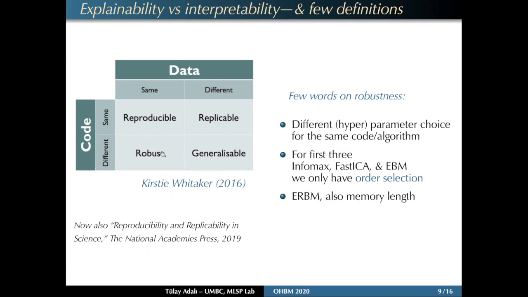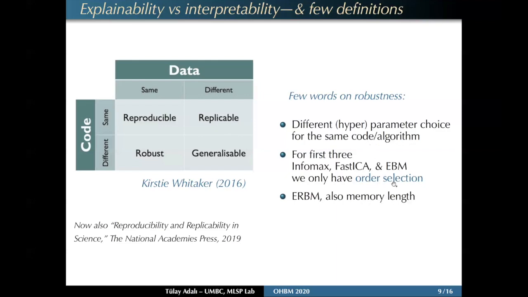So for example, for me, robustness, the same algorithm. Let's say I picked one of those algorithms, Infomax. If I choose a different parameter, then I call it a different code, different algorithm in that sense. So for the first three algorithms I discussed, Infomax, fast ICA, for fast ICA, given that I already picked the nonlinearity, and EBM, I don't have any parameters except an order selection. So for most applications, we start with an overdetermined problem and then use order selection to decrease the order to project the data into a signal subspace. And for ERBM, in addition to order, I also have the memory length, but it doesn't really make a big difference. The default value works for most of those.